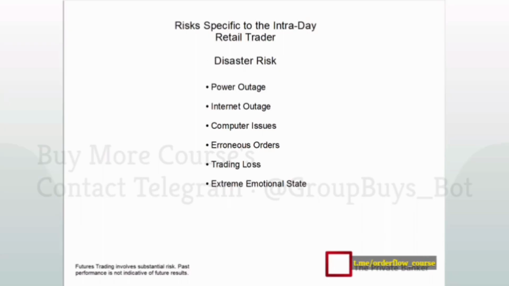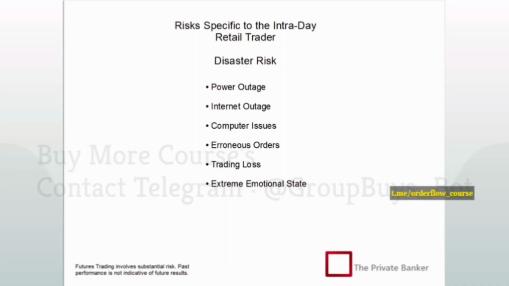Disaster risk. These are extreme occurrences, obviously, but it's still something to have some sort of game plan in place for, because it can happen. So obviously a power outage. If you have a power outage, maybe make sure to have a backup battery for your computer, to give you enough time to maybe get out of that trade if you have one on.